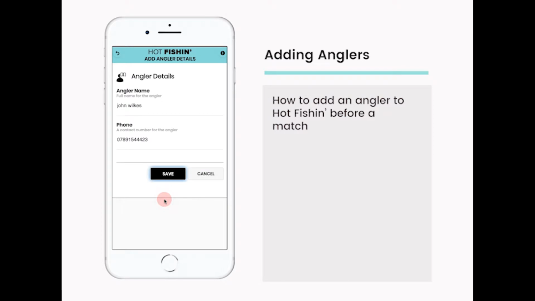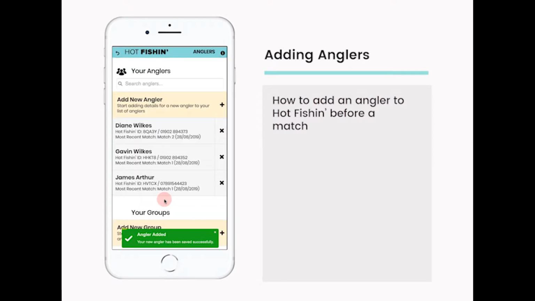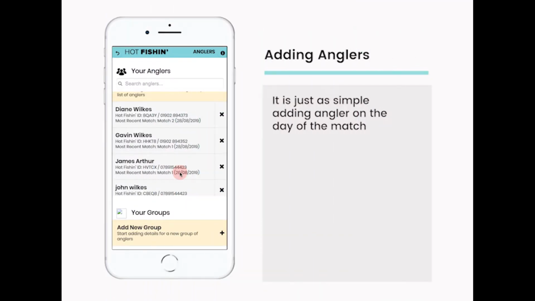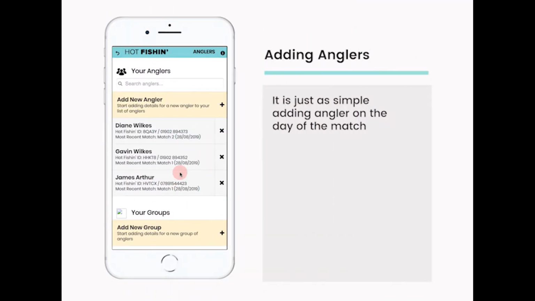Now on the day of the match, you simply need to select the anglers' names from a drop down list rather than have to enter the details on the day. For many matches, however, you won't know the anglers until the day, and it can be different people you don't know every week, which is fine because it is just as simple to add people as they turn up. We can go through this in the next step.